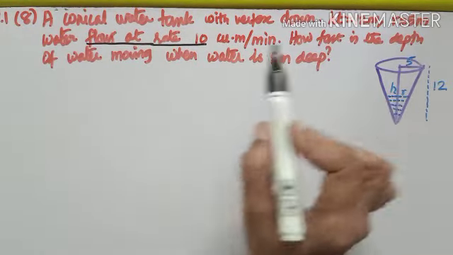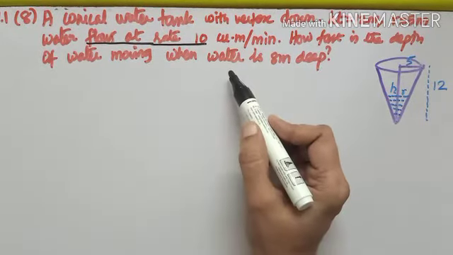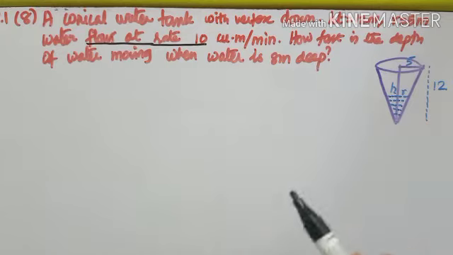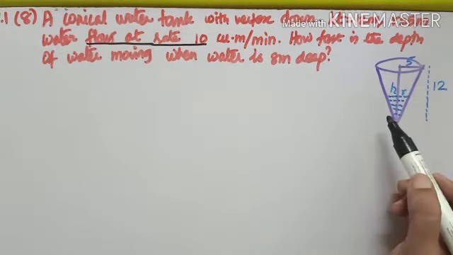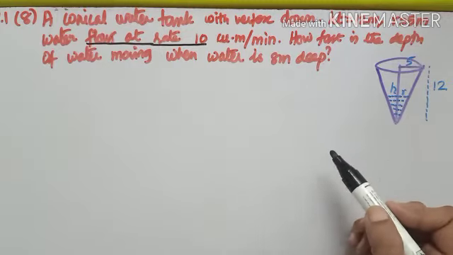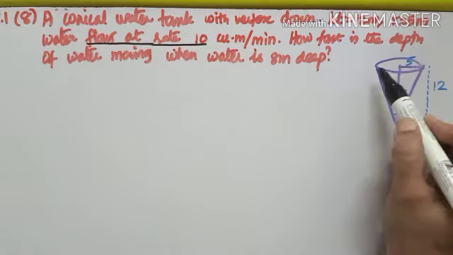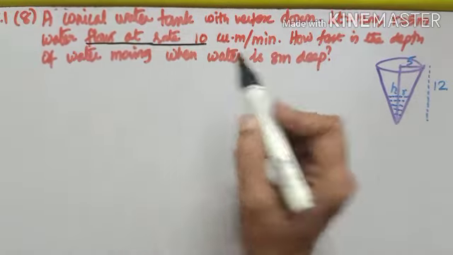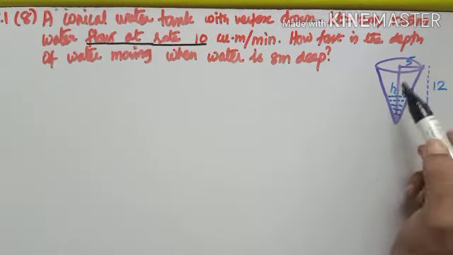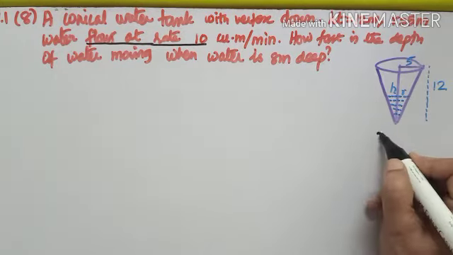How fast is the depth of water moving when the water is 8 meter deep? So when h is equal to 8, the height is 8. That is the question we have to find out. First thing, what is given: it is a fixed cone, because the water tank's capacity cannot be changed. Only the rising water will change. So we can fix it.